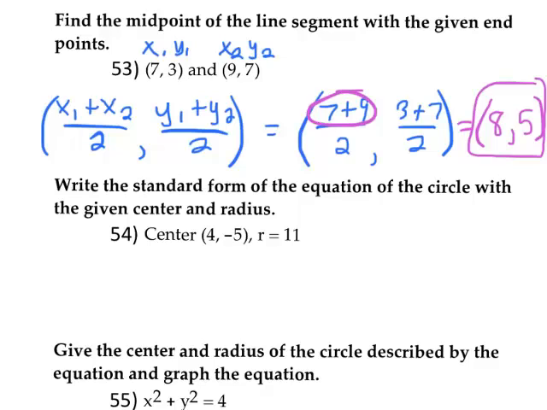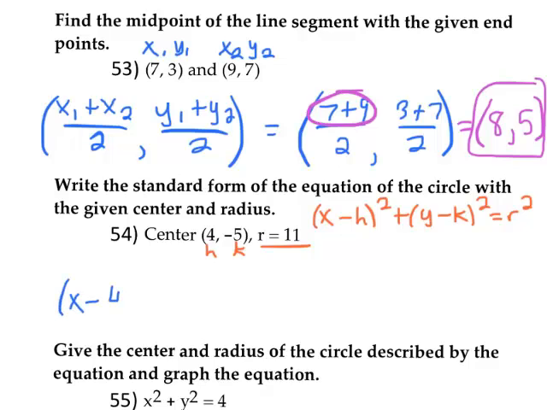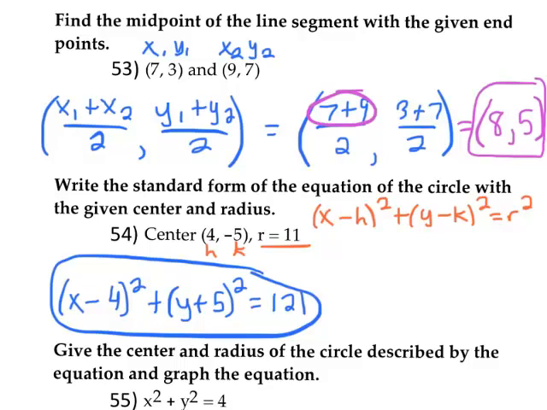54. Write the standard form of the equation of the circle with the given center and radius. We have this is h and k, and then this is r, and the standard form looks like this. So we just plug everything in. We do x minus h, so x minus 4, plus y minus k. That's y minus a negative, so that's really plus 5, equals r squared, which is 11 squared, which gives us 121. So the way this works, with all of these formulas, circles, ellipses, hyperbolas, whatever, the signs change whenever we put them into the parentheses, or if we take them out of the parentheses, the signs change.